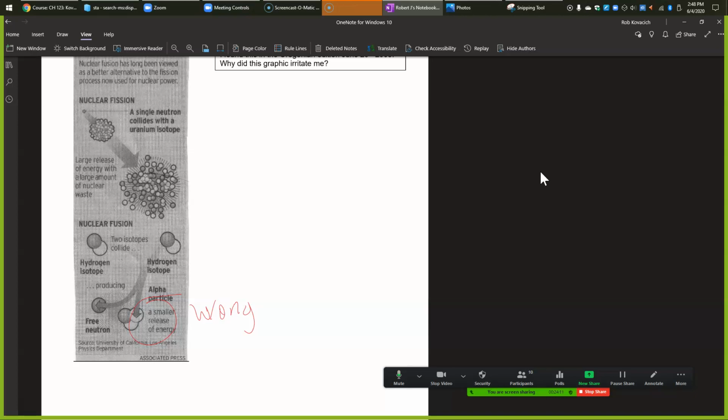Some other stuff with this is not the end product. That's definitely not an alpha particle. This right here is hydrogen and deuterium. That's great. This right here is hydrogen and that's deuterium. What's this thing right here? Hydrogen. This is tritium and a proton. Well, oh wait, sorry, they're calling it a free neutron. Regardless, this is hydrogen or helium-3. No, it's helium-4. That is wrong.